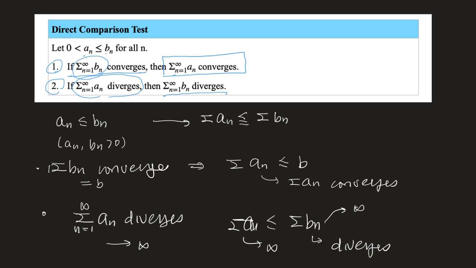Another important thing: when you're using the comparison test, you're going to use two kinds of series. One is the p-series. The second is the geometric series. Because for the p-series, we know when it converges or diverges. The geometric series also converges or diverges depending on the common ratio. So this is the key idea for using the direct comparison test.